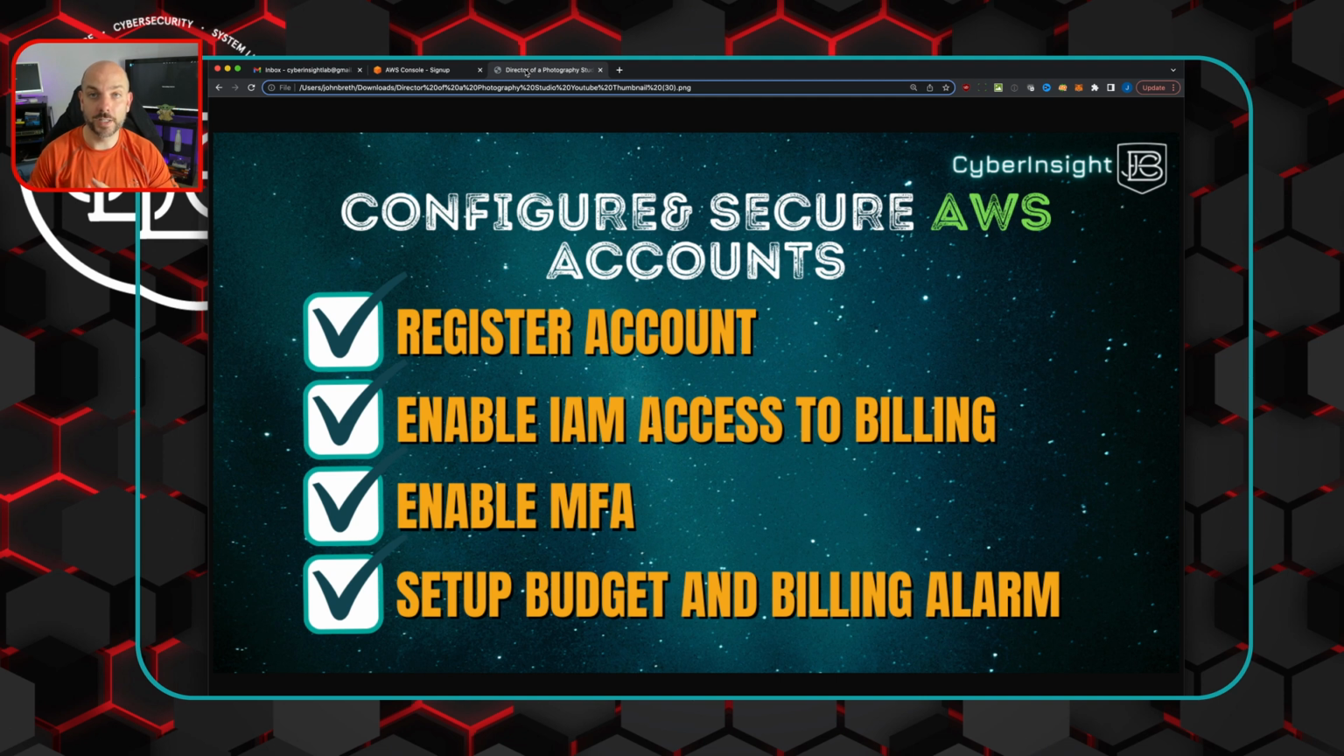We're going to be registering an account. In order to do that, you need to have a valid email address and a credit card that we can have on file. We're also going to be enabling IAM access so that different accounts that we end up creating can actually access the billing functions within AWS. This is going to be important for the last thing that we're going to be doing, which is setting up a budget and billing alarm.